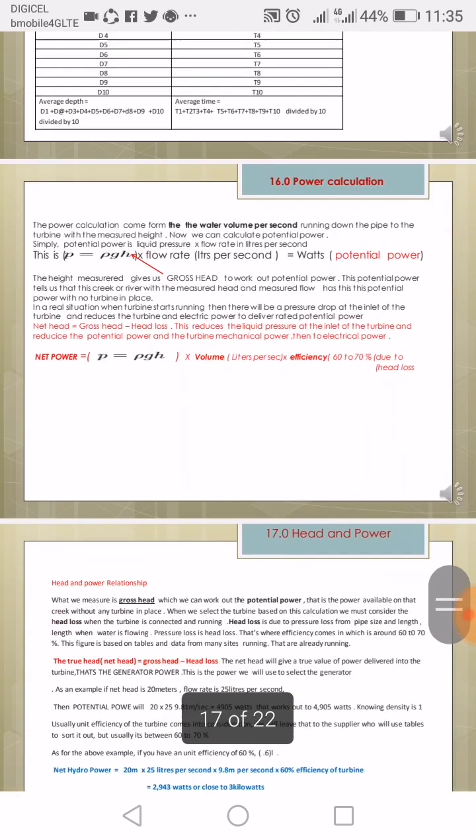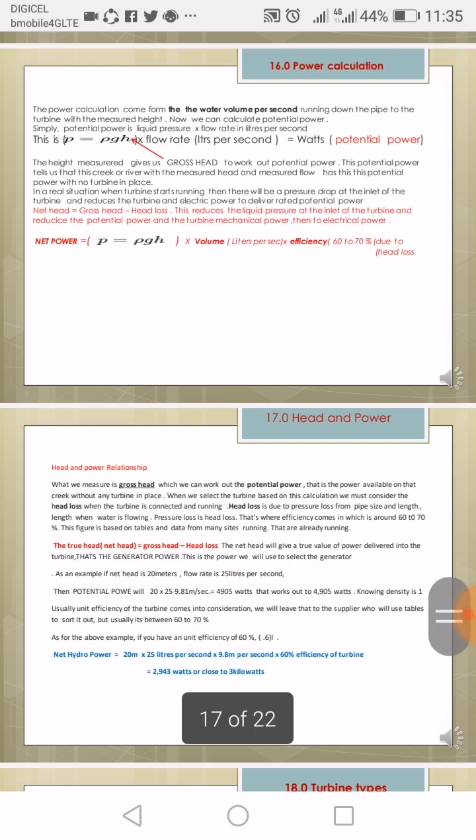Now you may move along to power calculation. Power calculation comes from the water volume per second running down the pipe and around the turbine, with the measured height here and the volume. Now we can calculate potential power. The turbine has not started yet. You go and set up the turbine. You work out the potential power. This is the potential power the site must have. Is it greater than the connected load placed by you, connecting everything?